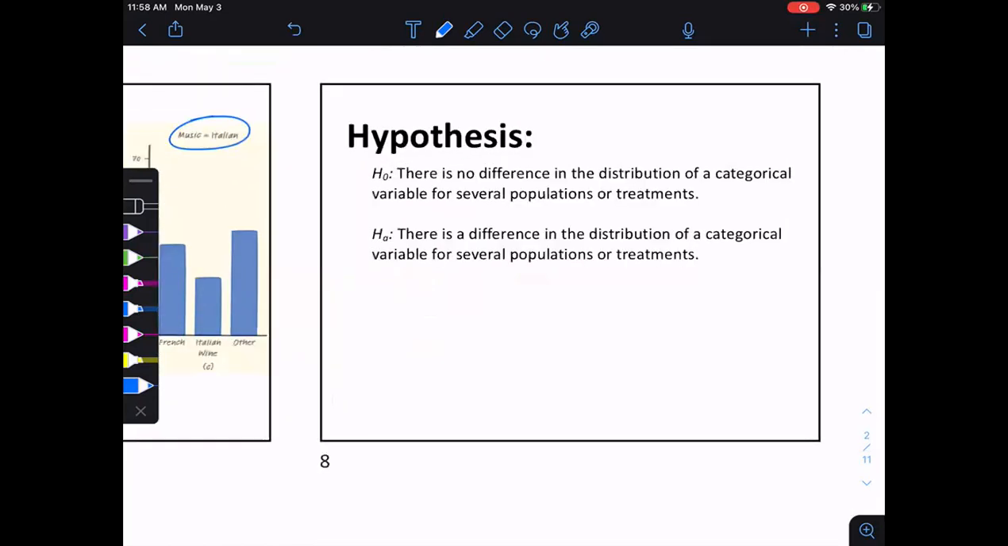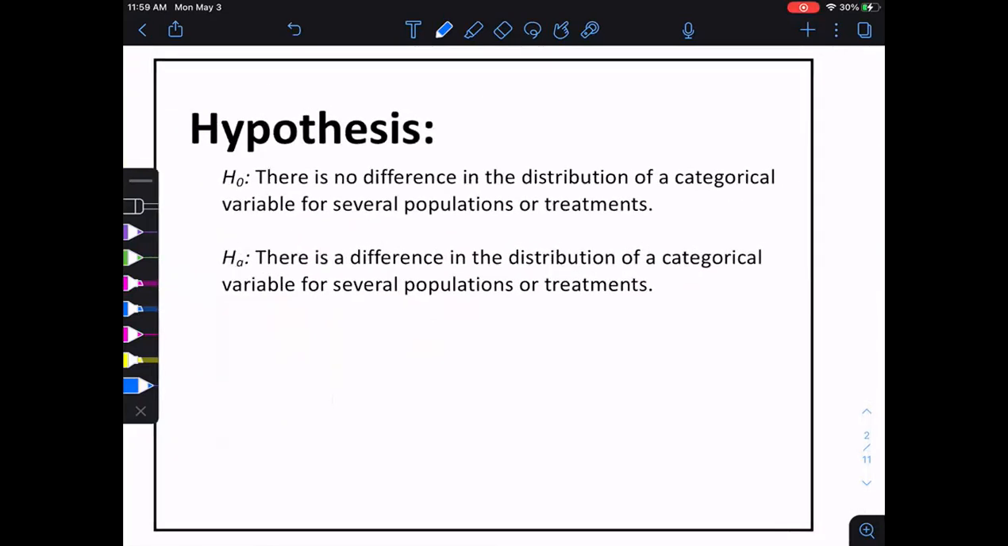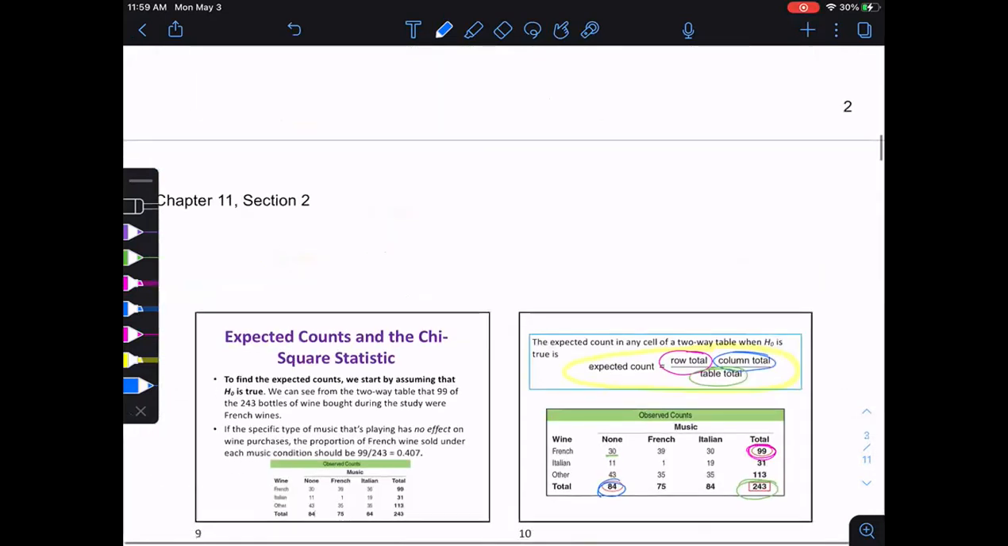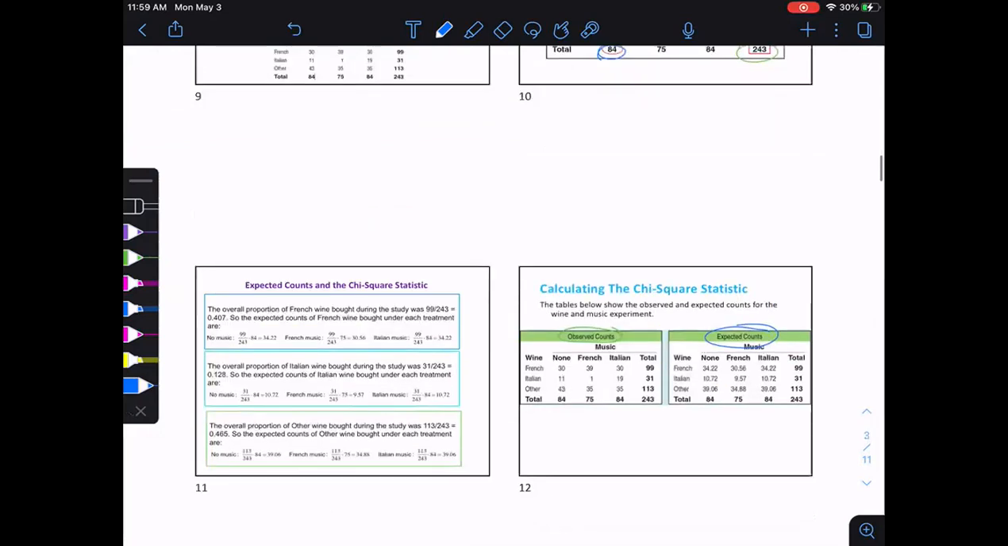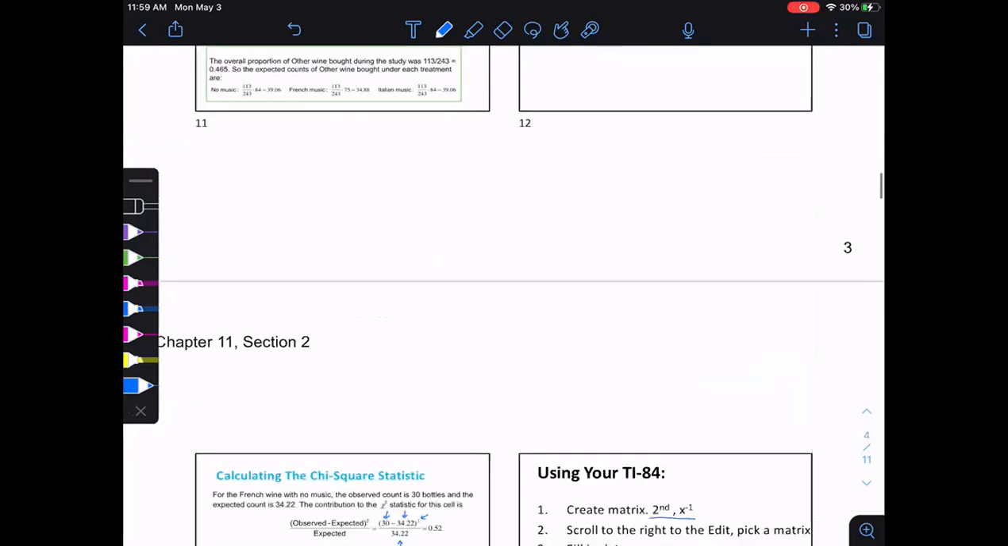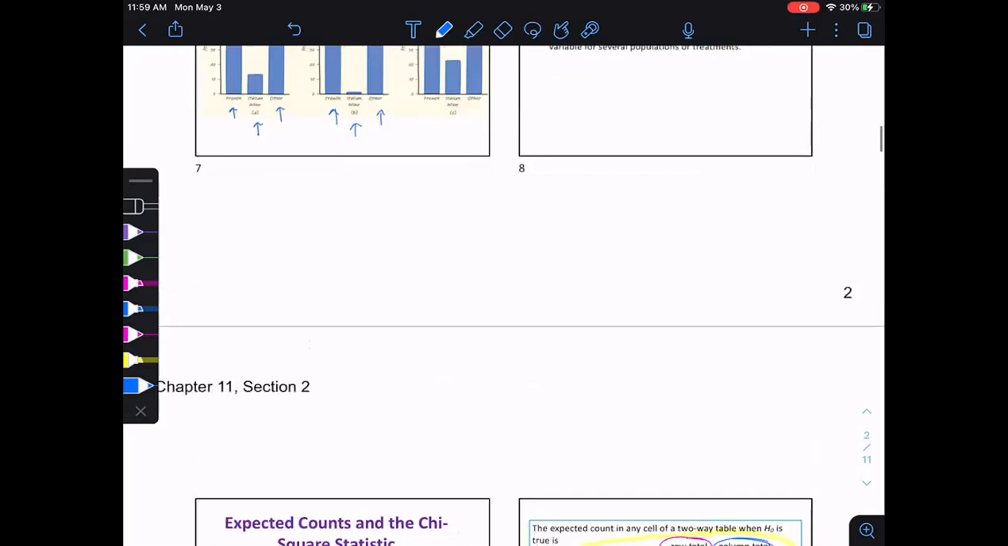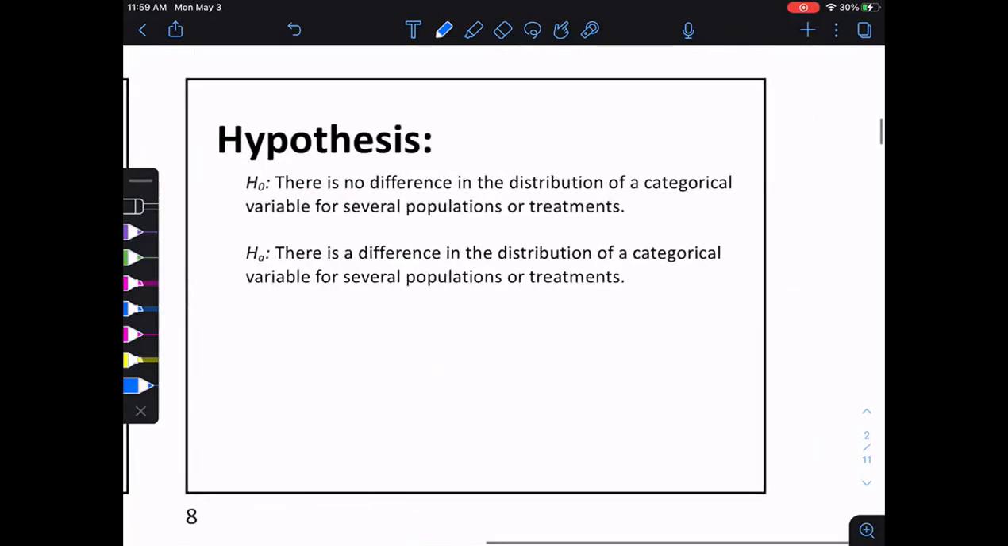Doing our state, plan, conclude, here's your state. There is no difference in the distribution. There is a difference. Part of your state, plan, conclude is also to talk about your significance level. So you would put your hypotheses in there, and we also want to say an alpha level of 0.05. Make sure you write down what alpha level you're using. But again, it's all about no difference or there is a difference.